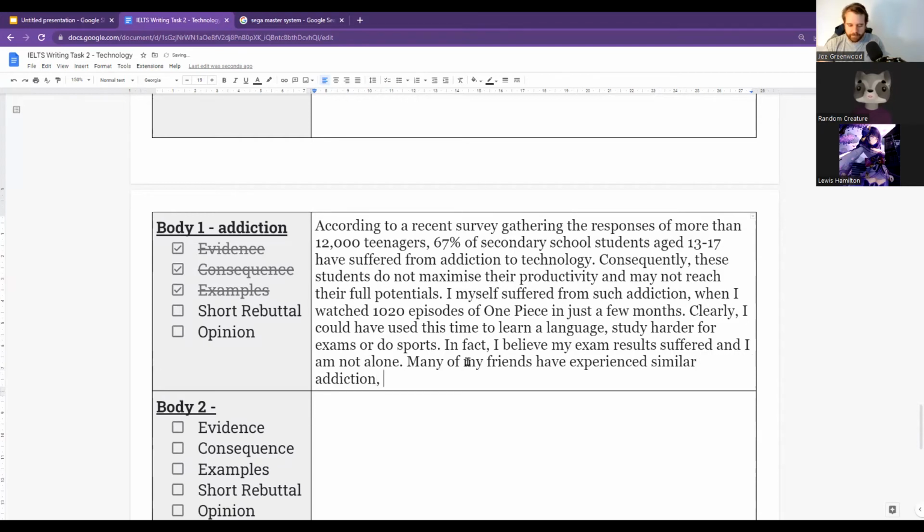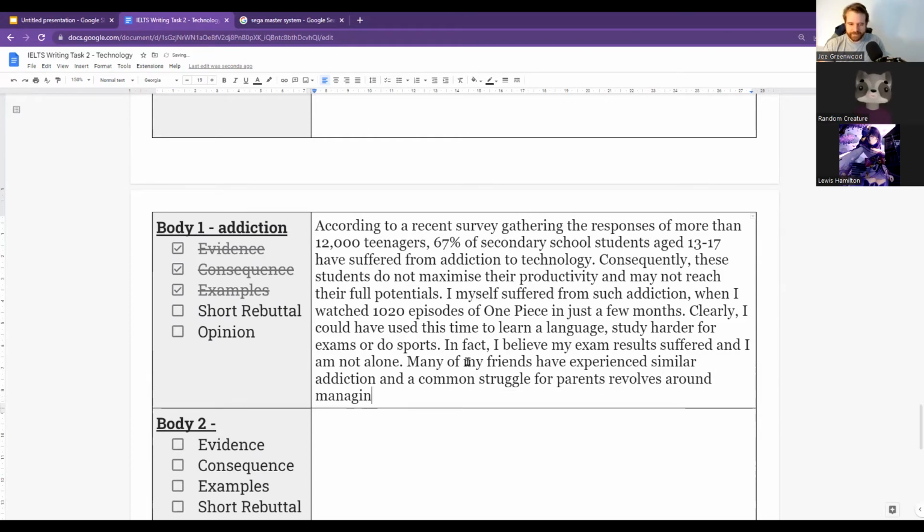And a common struggle for parents revolves around managing their children's technology usage. Some claim, now I want to say something about the positive side and then I want to rebut it.